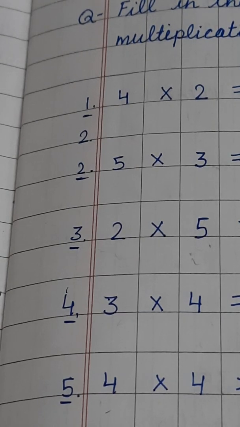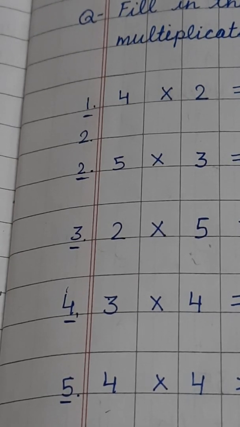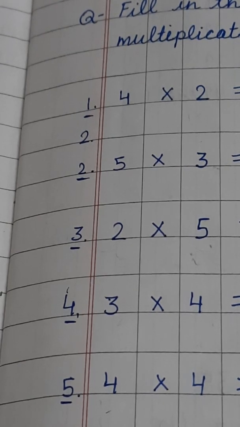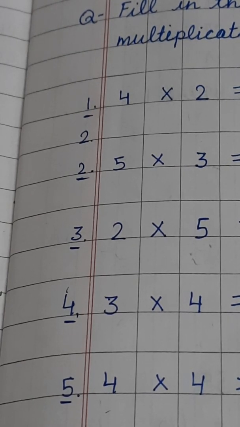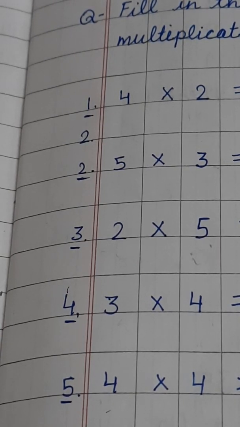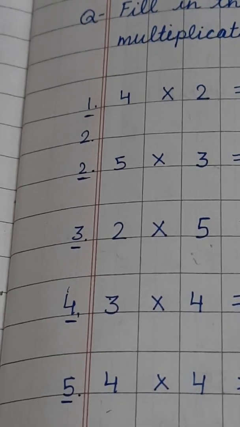ओके. 4 8 आर 32. ओके. 5 10 आर 50. 3 6 आर 18. 2 9 आर 18. 5 7 आर 35. 4 5 आर 20. 3 7 आर 21. 2 6 are 12. 2 8 are 16. 5 5 are 25. ओके. तो इस तरह से हमें टेबल्स को इतना लर्न करना है.